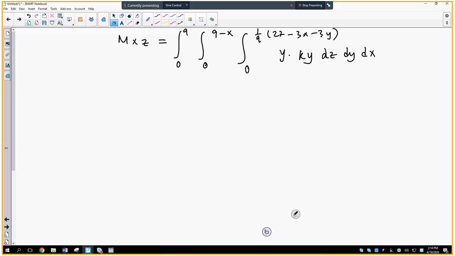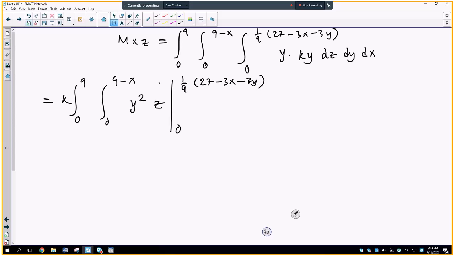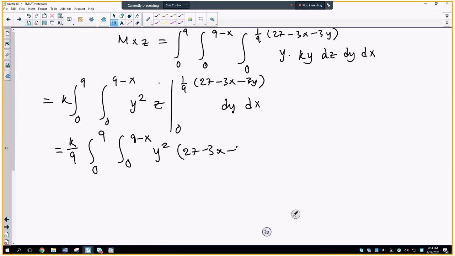So again, as usual, you will take this k out, integration 0 to 9, integration 0 to 9 minus x, and I will go ahead and do the integration with respect to z. First, you look at that this becomes y squared times z, and the limits are 0 to 1/9 times 27 minus 3x minus 3y, then dy dx. As usual, when I put z equal to 1/9 times 27 minus 3x minus 3y, I can take this 1/9 out and get integration 0 to 9, integration 0 to 9 minus x, y squared times 27 minus 3x minus 3y.